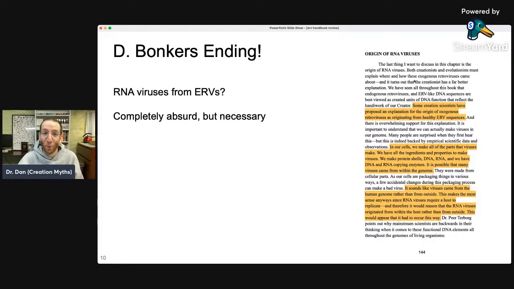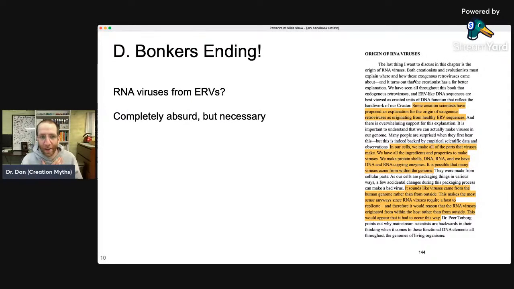So now we get to the really bonkers ending to this book, and this is the part where my annotations in the margin were something else. For this page right here, well, let me tell you what the ending is. The ending part is all about how RNA viruses actually come from herbs.